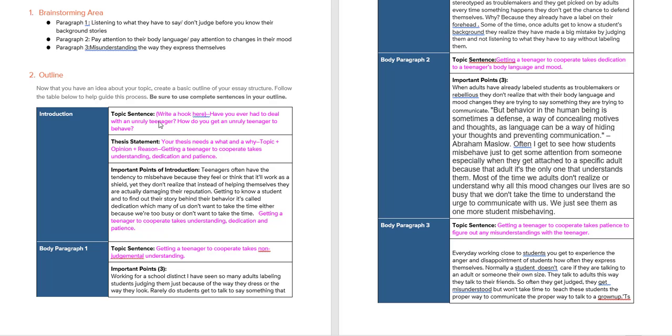So in this particular outline, the student is writing about how to get an unruly teenager to behave. And so she's writing a process essay. She's writing a how-to essay illustrating how to get a teenager to behave. So here for a hook, she could write, have you ever had to deal with an unruly teenager? How do you get an unruly teenager to behave? So once again, you grab the reader's attention.